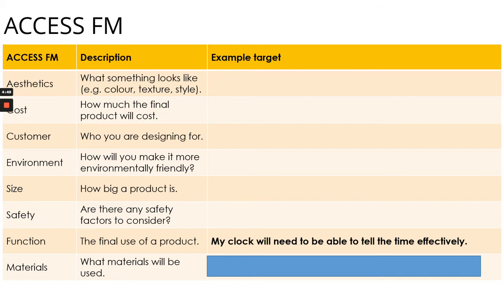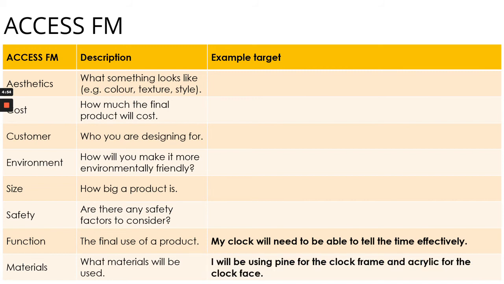And the second one, materials, I'm going to give you what materials we're going to use because I'm providing them. So I will be using pine for the clock frame and acrylic for the clock face. Acrylic is a type of plastic, and pine is a type of wood. It's a timber. So pause the video here and write that down.